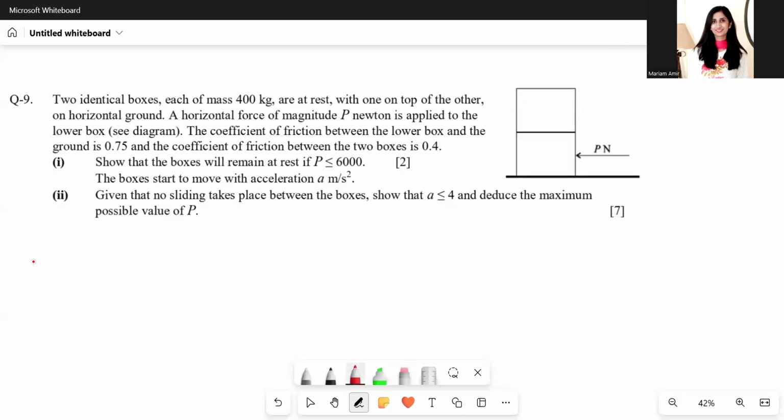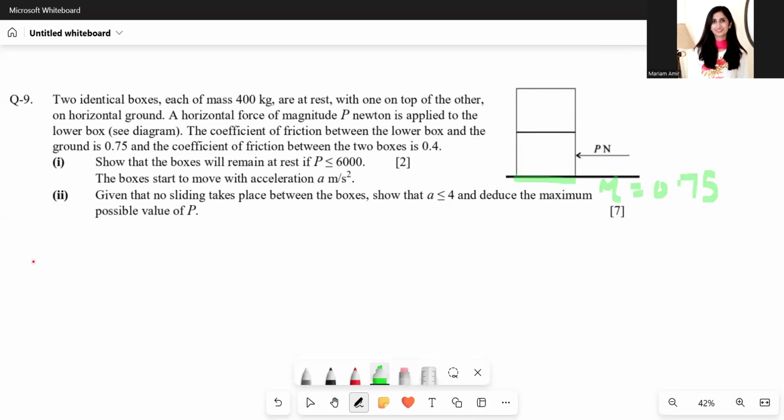Question 9 of the worksheet on forces in motion. Two identical boxes, each of mass 400 kg, are at rest with one on top of the other on the horizontal ground. A horizontal force of magnitude P Newton is applied to the lower box. The coefficient of friction between the lower box and the ground is 0.75. So this value of mu would be equal to 0.75.